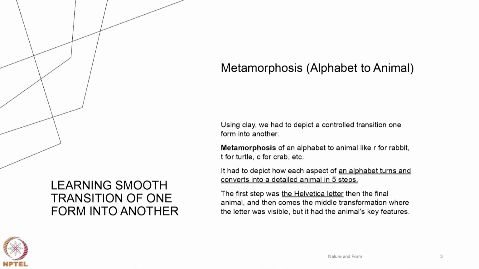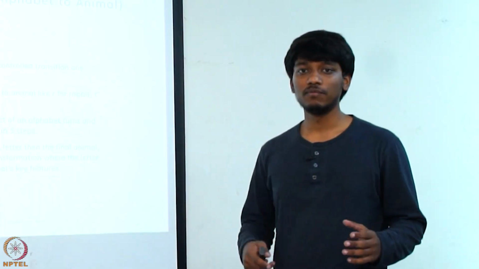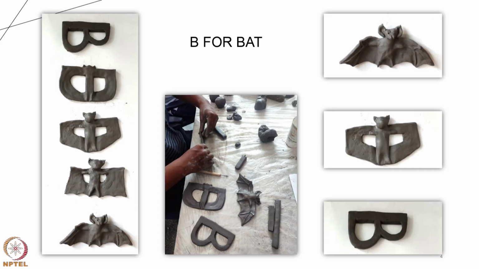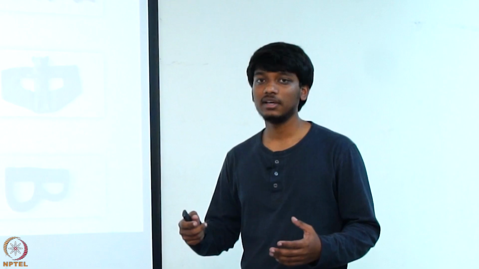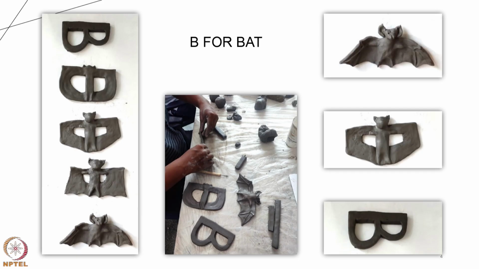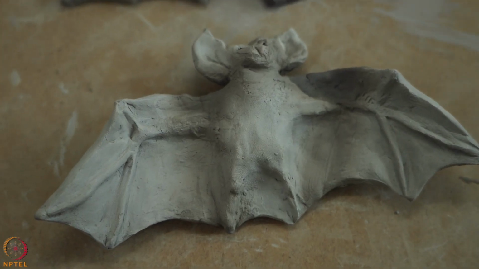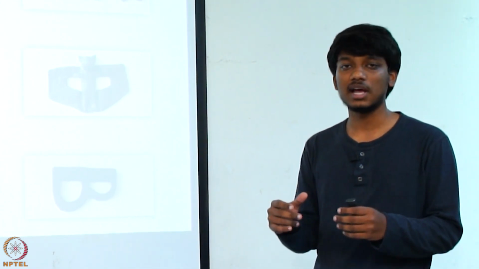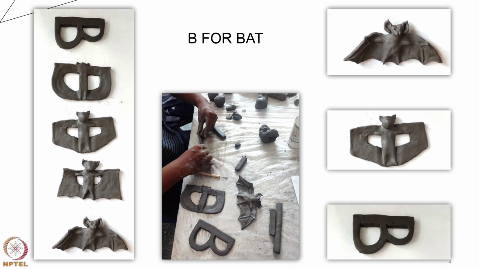So, metamorphosis, alphabet to animal. It was about learning smooth transition from one form into another. We had to use clay and had to depict a controlled transition, and we had to do it in 5 steps. So I chose B for bat, using the Helvetica font and turning B into bat. First of all, we had to create an alphabet of Helvetica font. Then, furthermore, we had to create a detailed bat. Then we had to make a form in between which depicts the alphabet and has some characteristics of your final animal. So these are my 5 steps.